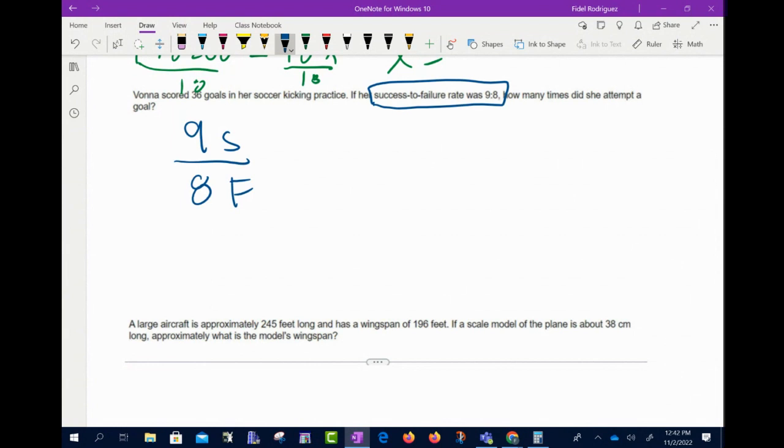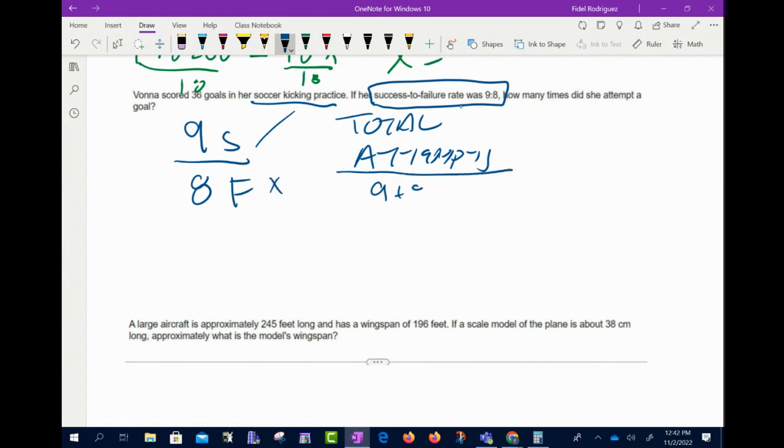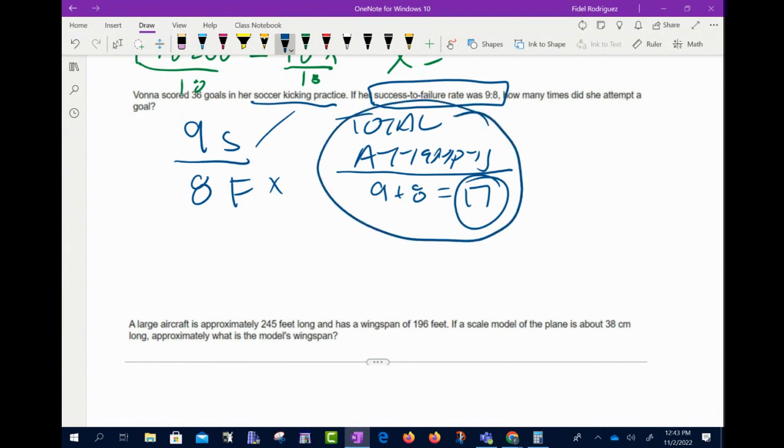Okay, I want you to think about what's going on. Vana is at soccer, okay? So she's trying to make goals. So she made 9 goals, but 8 of them she missed. What I want to know, what was the total number of attempts, meaning how many times did she kick the ball? 9 times she made the goal, but 8 times she missed. Wouldn't her total attempts be 9 plus 8? She tried that 17 times, right? That's how many times she actually tried to make a goal. Okay, so her total attempts is actually 17.